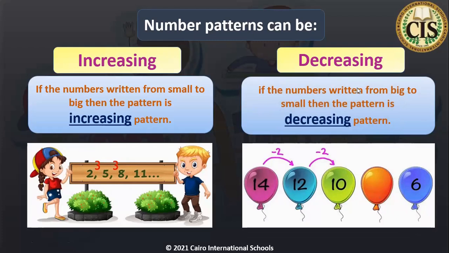What's a decreasing pattern? Decreasing pattern means the numbers are getting smaller or getting decreased, like 14, 12, 10, and so on. What will we notice here? We will notice that numbers are getting smaller. 12 is smaller than 14, 10 is smaller than 12, and so on. Okay?